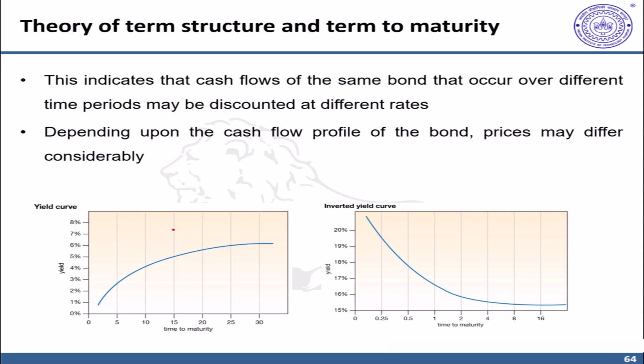For example, a bond which has cash flows occurring over different time periods, short to medium term, may be discounted at different rates, and depending upon the cash flow profile of the bond and its risk, the prices may differ considerably. Let's understand this: why the term structure of interest rates may be rising or falling.